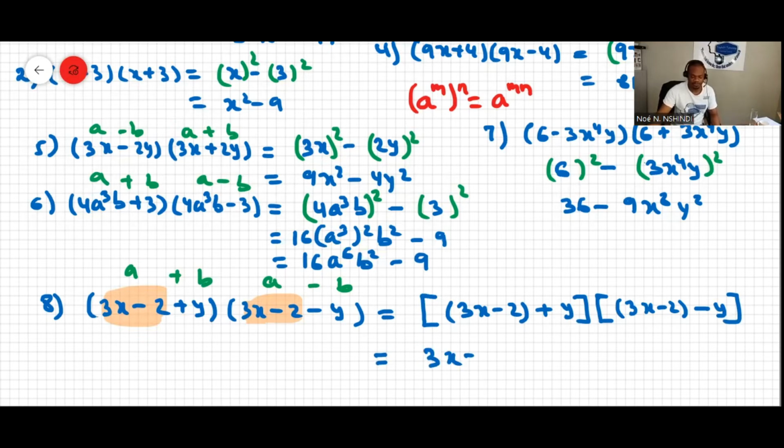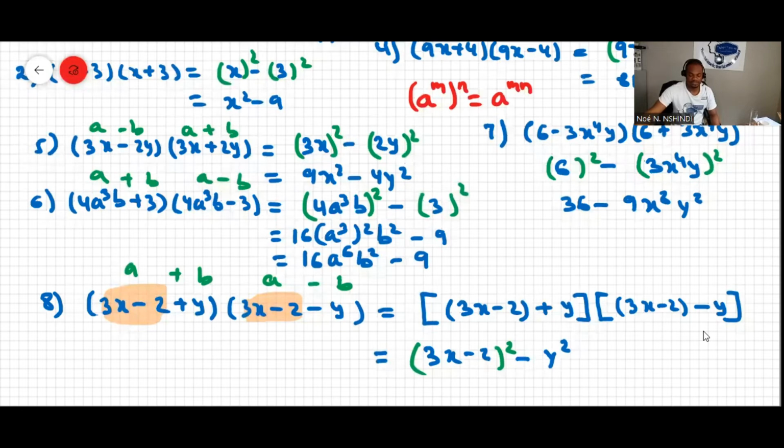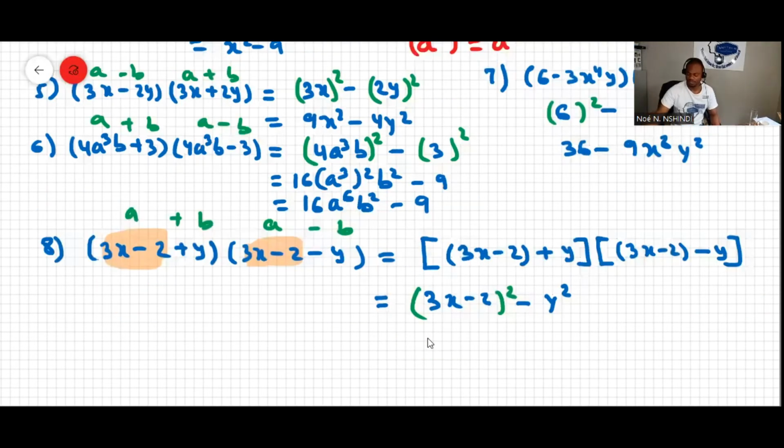(3x minus 2) raised to the power of 2, okay? And then minus y to the power of 2, okay? And then we can stop here, or we can expand this. This will be (3x minus 2) times (3x minus 2), because the question says expand, we can expand this, minus y squared.